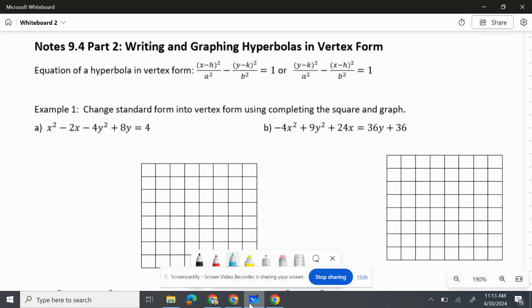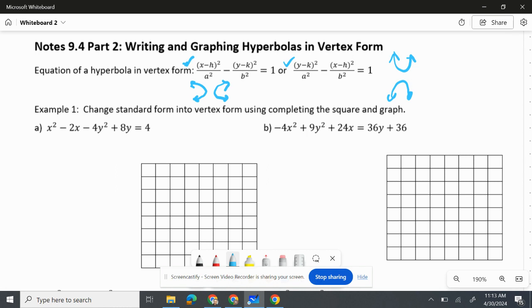What we're going to do now is graph hyperbolas in vertex form. So the first thing that we're going to do is find the vertex form, and then we're going to graph them. There are two different types of hyperbolas. There's one where our x squared is in the front, and that one goes left and right. Then there's one where the y squared is in the front, and that one goes up and down. So those are the two different types of hyperbolas that we're going to be graphing.